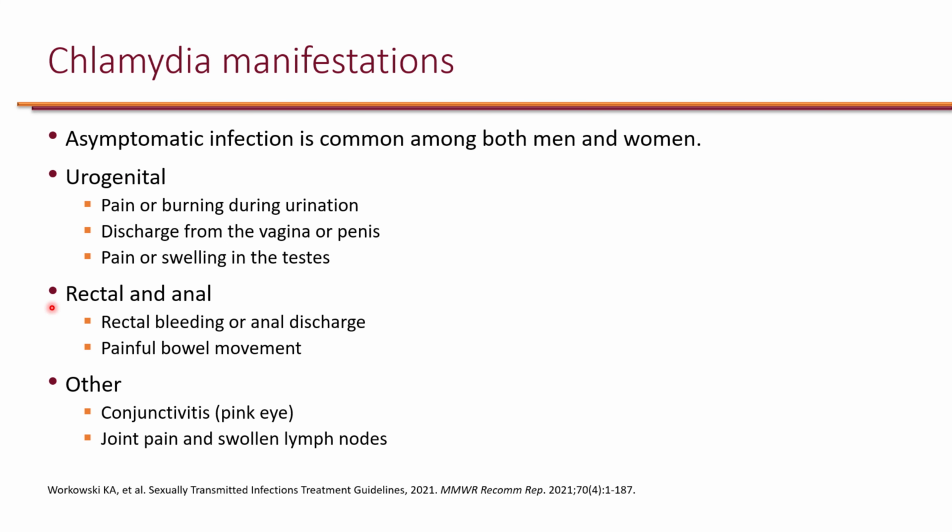The second, and these depend on the route of sexual intercourse, is where you would get these different manifestations. So for the rectal and anal, you will have rectal bleeding or anal discharge, painful bowel movement. And then outside of your genital and rectal, you can have conjunctivitis. And in severe cases, you can have joint pain and swollen lymph nodes.